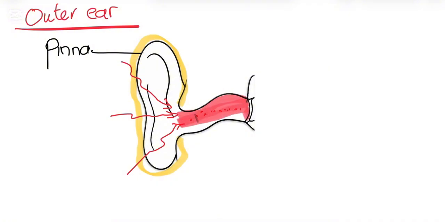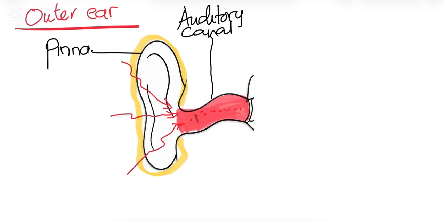Right, so this is a tube. All right, as you can see, it's a tube. Right, let's identify this tube before we can say anything. So this tube is the auditory canal. So it is the auditory canal.